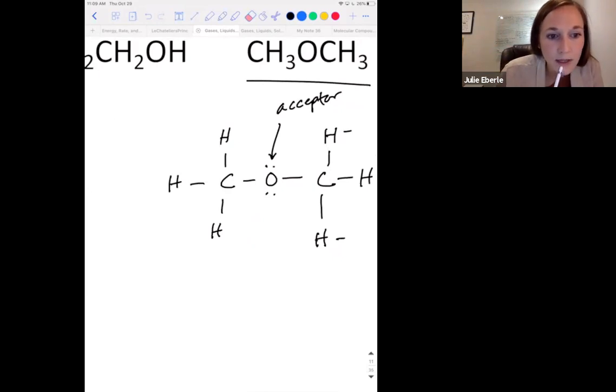Abby, for an atom to be an acceptor, does it have to be in a polar bond? No, because the acceptor portion here has nothing to do with the bond. It's the lone pair itself. So the bond actually doesn't matter. You're just looking for lone pairs. Okay, that's a great question.